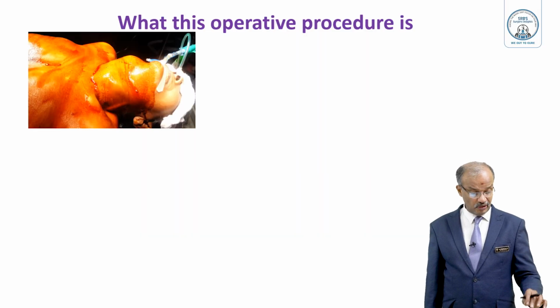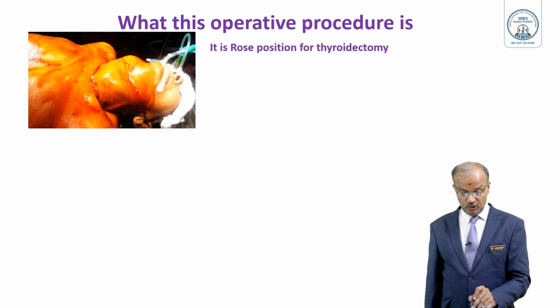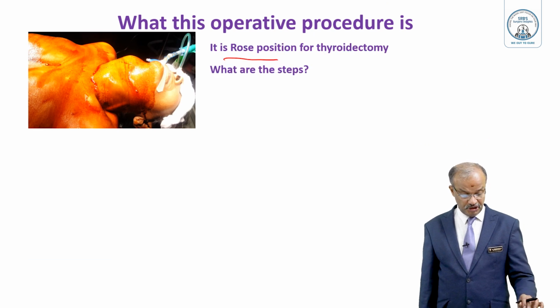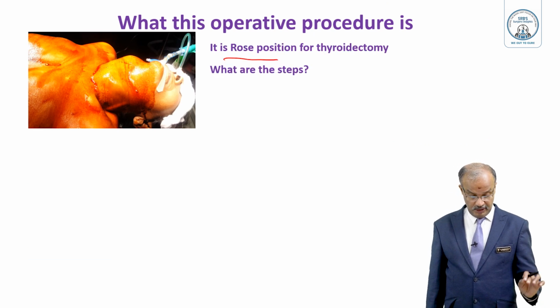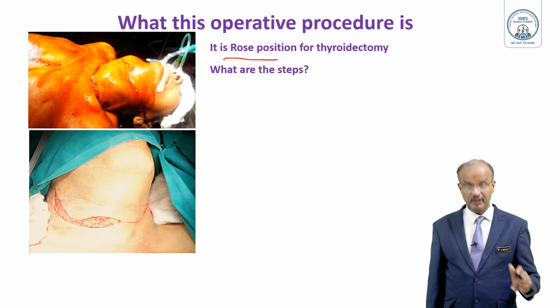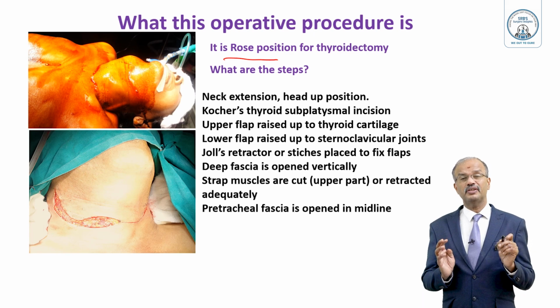Nothing but the position for thyroidectomy, all of you know. The name of the position is the Rose position. And what are the steps? See the incision. So the patient is under general anesthesia.